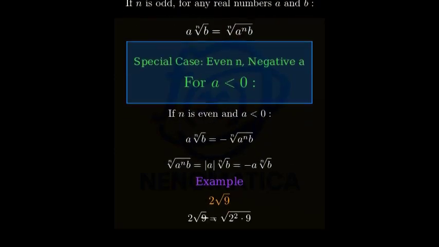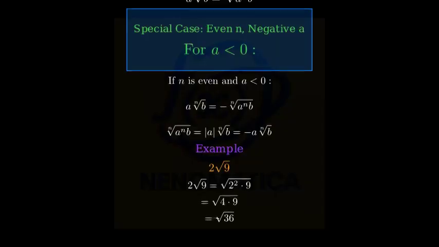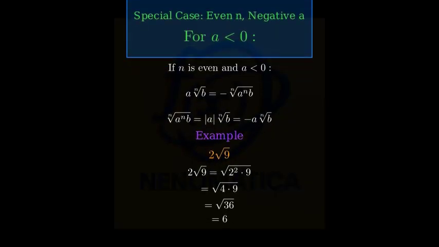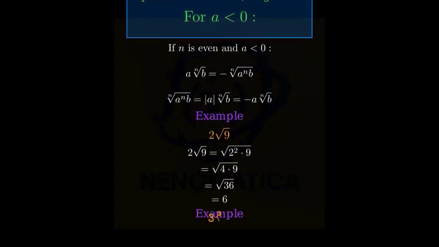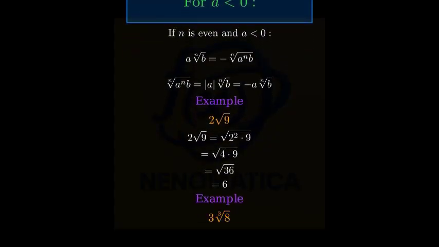Using the third law of radicals, we can rewrite this as the square root of 2 squared times 9, which equals the square root of 4 times 9, which equals the square root of 36, which equals 6. Let's try a more complex example. Example: simplify the expression 3 times the cube root of 8.